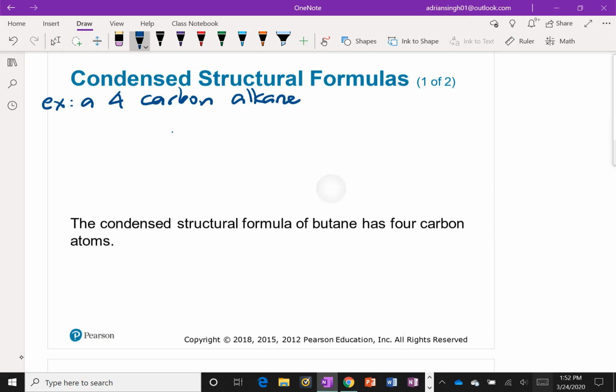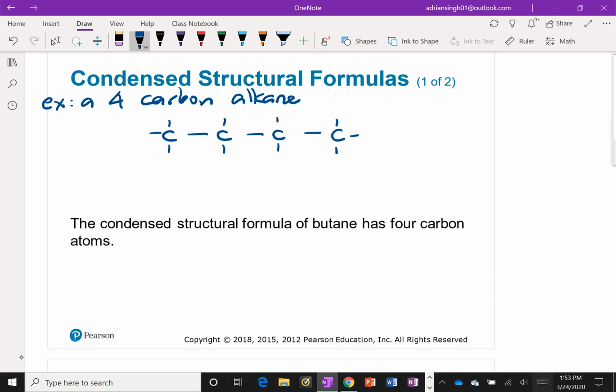So 4 carbons, we have 1, 2, 3, 4. Those are 4 carbons single bonded to each other. The remaining bonds to carbon, remember carbon likes to form 4 bonds. So this carbon here on the left needs 3 more bonds. The one in the middle needs 2. That one needs 2, and the one on the right needs 3 more to have a total of 4.